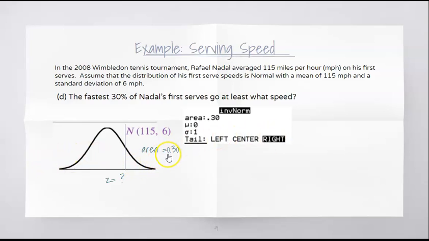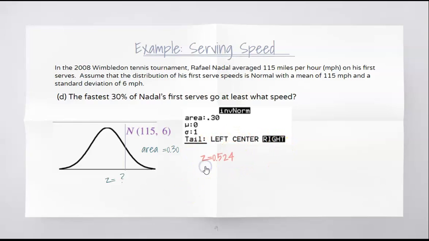So if this was a question, if its area was 0.3 and it's the highest or the fastest 30%, then the area that you would actually put in your calculator would be 0.70 because the whole thing is 100%. 30% is on the high end. That's what we want. 70% is on the low end. So you would put in 0.7 if you didn't have the tail feature.